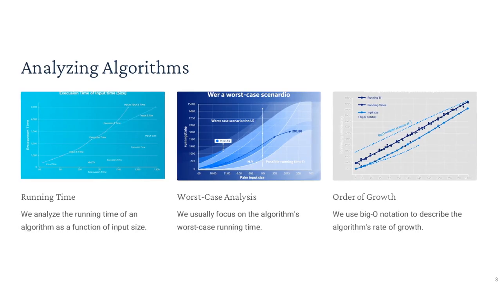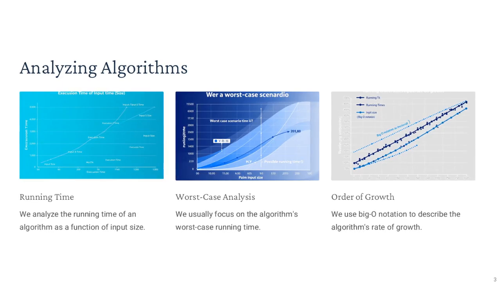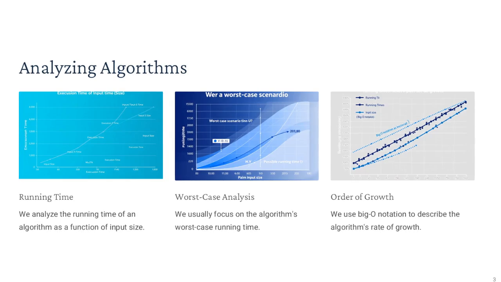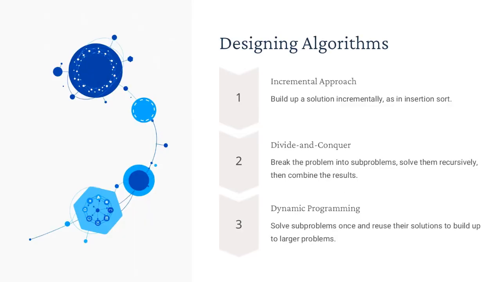Additionally, we use the concept of order of growth to describe how an algorithm's running time increases as the input size grows. Big O notation is commonly used for this purpose, providing a standard way to compare algorithms. By analyzing these aspects, we gain a comprehensive understanding of an algorithm's behavior and can make informed choices about its use. The design of algorithms is as much an art as it is a science.